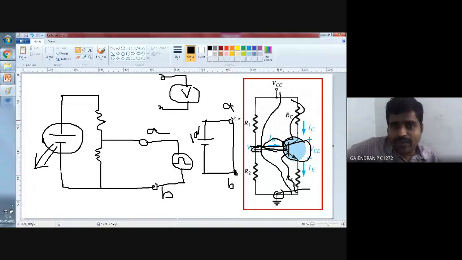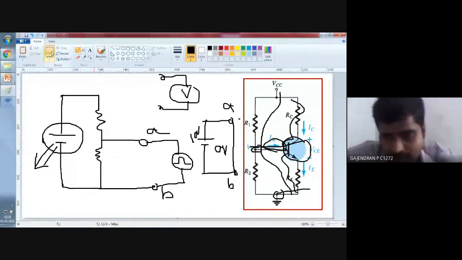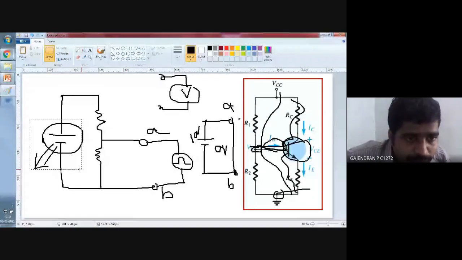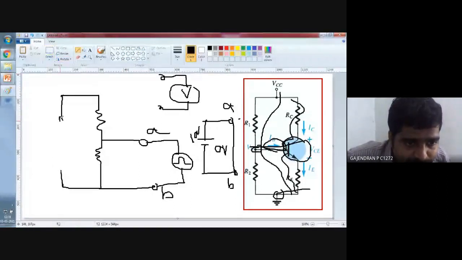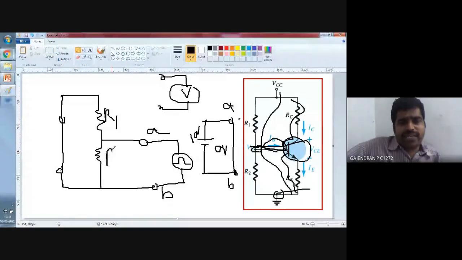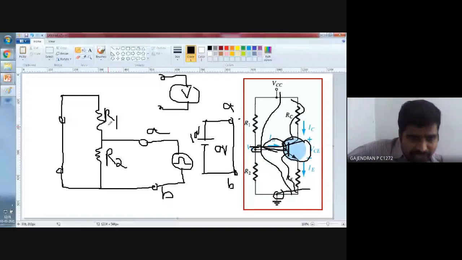No, sir. Zero. It will become 0. Am I correct? So simply I am going to remove the source and make it a short circuit. Now this is R1, now this is R2. How are these two resistors connected? Whether these two resistors are connected in series or parallel?